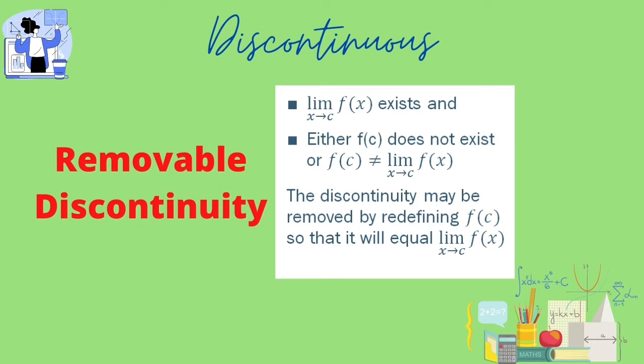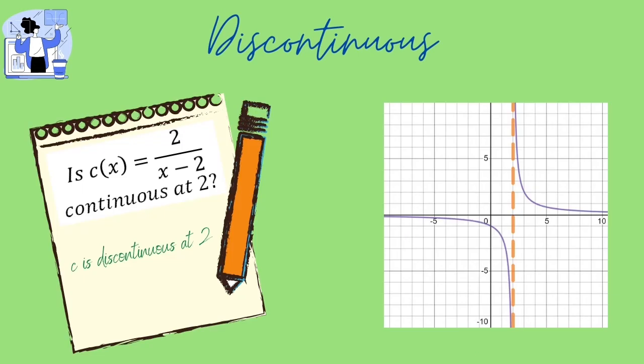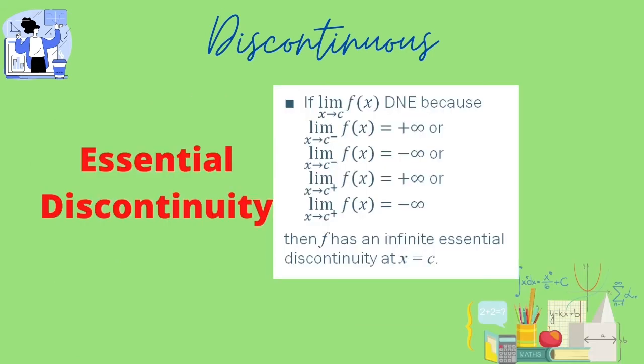We also encountered this function c, which was discontinuous at 2. We recognized the infinite limits as x approaches 2. This is an example of an essential discontinuity. If the limit of f of x as x approaches c does not exist, because the limit as x approaches c from the left or from the right is either positive or negative infinity, then f has an infinite essential discontinuity at x equals c.